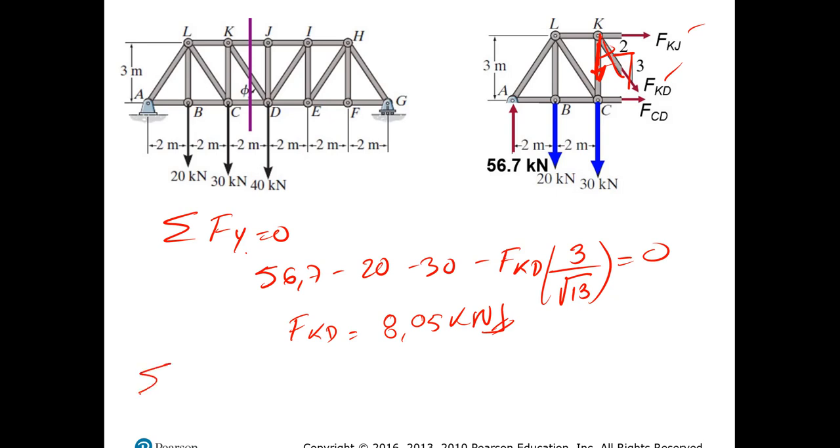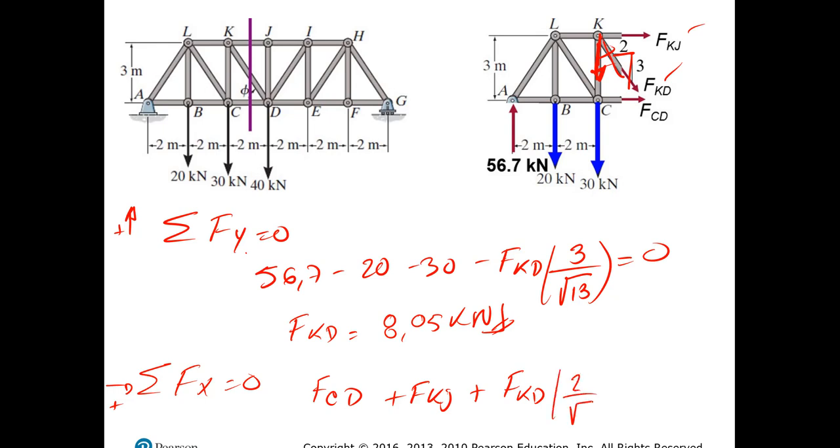I got this one, so the only one that I need to get will be FKJ, and I can simply do a sum of forces in the X direction equals 0. Don't forget your sign. Please don't forget that, because I will grade your exams based on that. So if I go with the sum of forces in the X direction equals 0, the only forces that I have are FCD plus FKJ plus the component of KD multiplied by 2 over square root of 13, and this is equal to 0.